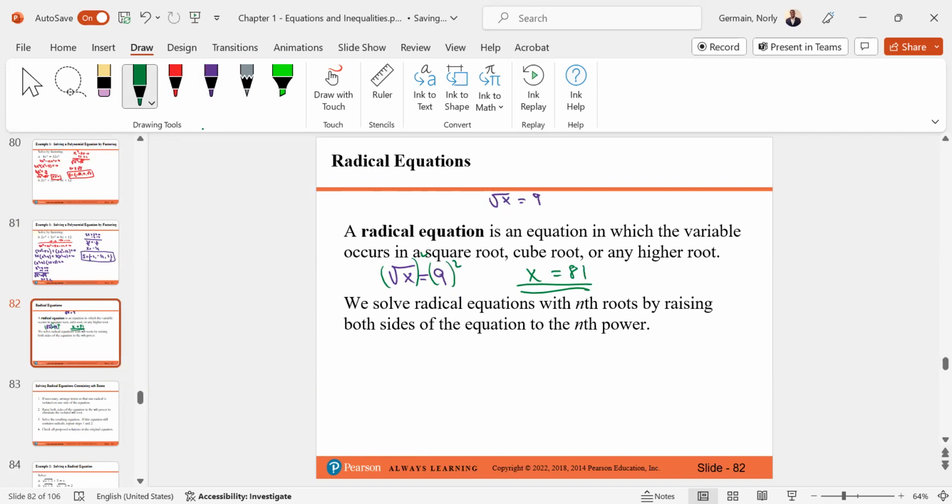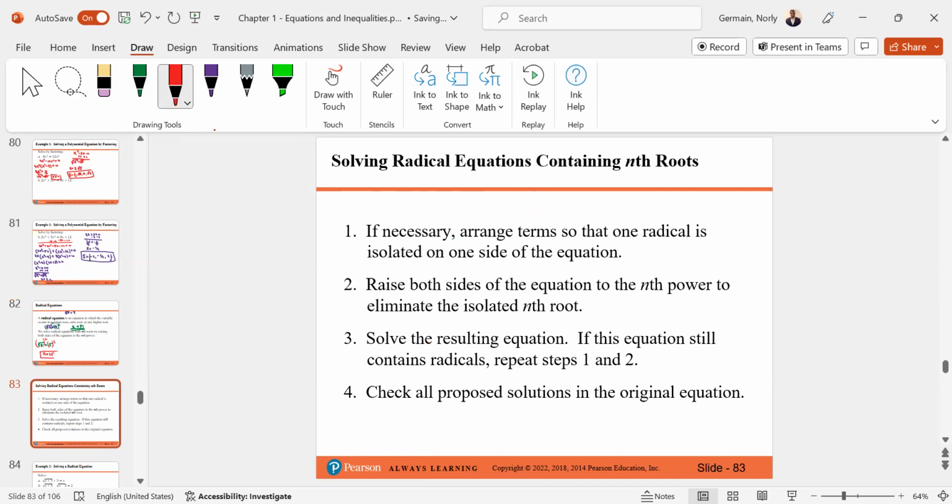We solve radical equations with nth roots by raising both sides of the equation to the nth power. So we have the square root of x equals 5. Once you have that, raise both sides to power 2. So x equals 25. That's how we're going to proceed to solve radical equations. Of course, there are some techniques, some steps to follow. When raising both sides of an equation to an even power, it can give you extra answers, so make sure you verify that.